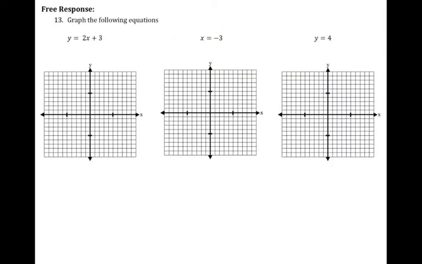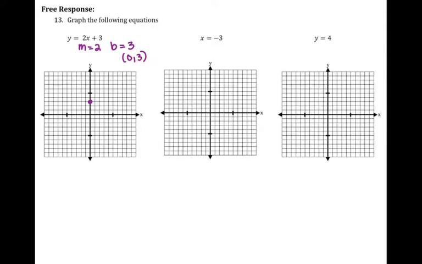Okay, a bunch of graphing. In order to graph each one of these lines, we really need to understand what form the equation is in. If I look at the first one, this is in slope-intercept form. So m is 2 and b is 3, which means my y-intercept is at (0, 3). In order to graph in slope-intercept form, I am going to begin at my b. So I'm going to plot 3 on my y-axis, and I'm going to use my m to move.